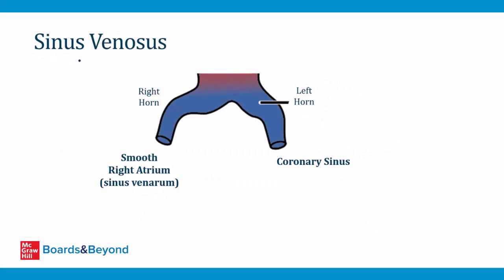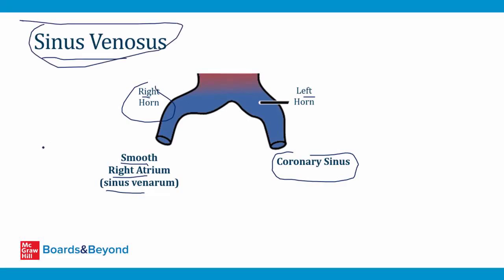Let's zoom in a little bit and talk in more detail about the sinus venosus. So it has two horns, as you can see on the slide here, a right horn and a left horn. The left horn will go on to form the coronary sinus, and the right horn will form the smooth portions of the right atrium. These portions of the right atrium are called the sinus venarum. Remember, the trabeculated part of the right atrium comes from the primitive atria, but the smooth part of the right atrium comes from this right horn of the sinus venosus.